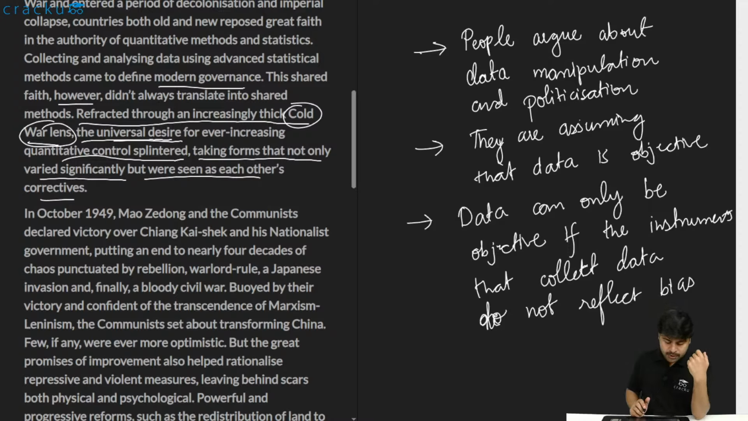But what happened was that these people started defining their own methods. Some methods were being used by one set of people, other methods by another set, and it turns out that both of them were using the same data. Both of them were assuming that data is objective, that data carries certain truth, but their methods were vastly different, and in fact their methods were supposed to be corrective of each other, as something better than the other one, right?